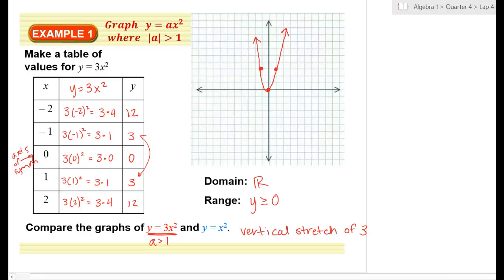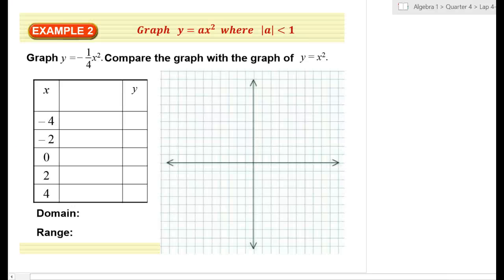Okay, moving on. Alright, so we're going to compare this graph. y equals negative 1/4 x squared. So I'm going to put this in my little process so I can work things out. So here we chose negative 4, negative 2, 0, 2, and 4. Because when I put in 1, I'll get a fraction, so I just avoided that process.